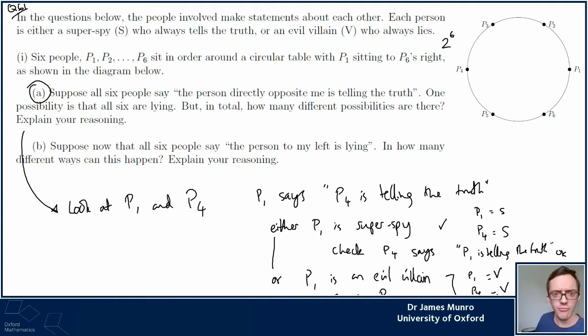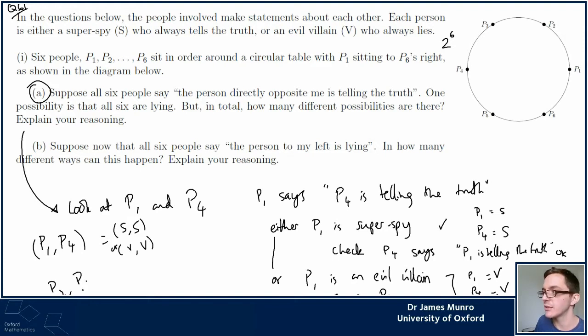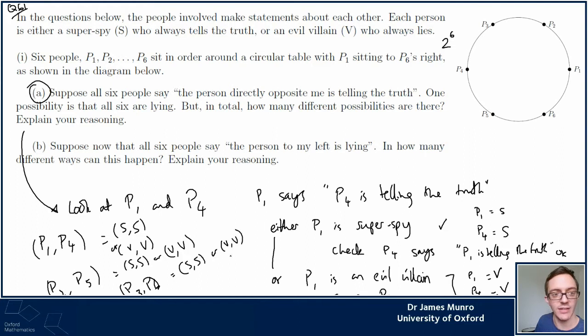So I think there are 3 pairs. There's the P1, P4 pair. I'm making up notation as I go along here. They could be a spy and a spy, or a villain and a villain. And we've also got a P2, P5 pair. They could be SS or VV. And we've got a P3, P6 pair. They could be spy or villain.